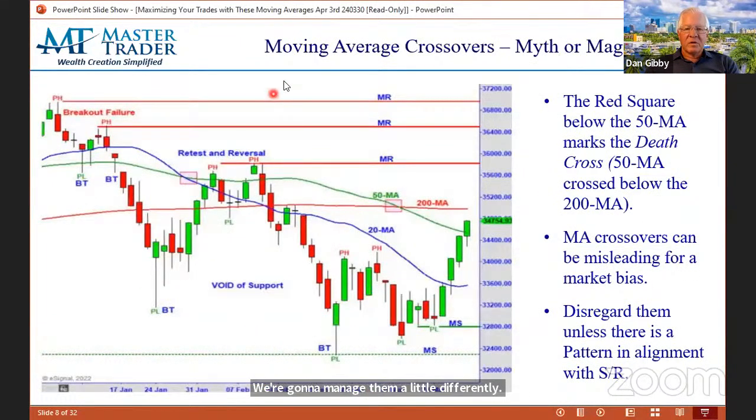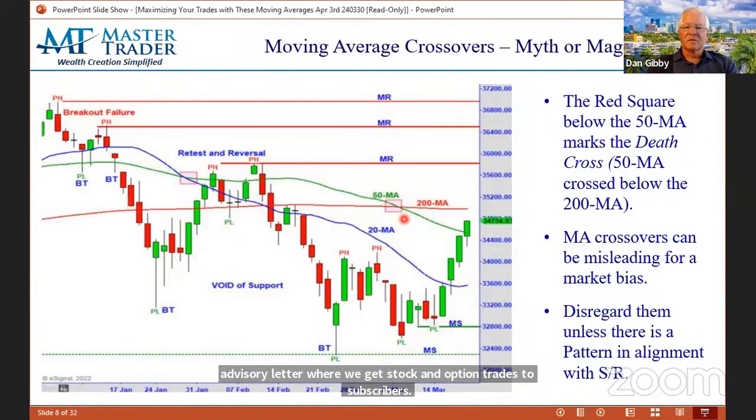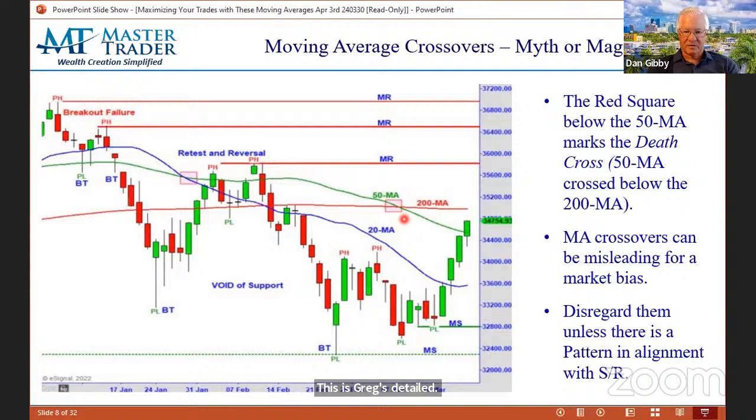All right, so Greg, here's two examples right out of our advisory letter, where we give stock and option trades to subscribers. This is Greg's detailed techno-fundamental market analysis over the weekend with videos. And you mentioned the media talking about these death crosses. So why don't you just elaborate some more in a real context?